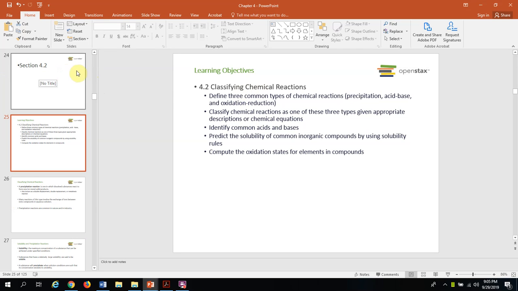Cover section 4.2. 4.2 is very long. I'm going to split it into two groups. Essentially, classifying chemical reactions up to everything except for redox reactions, and then the rest is going to be about redox reactions. So that is oxidation reduction reactions. So let us get started.